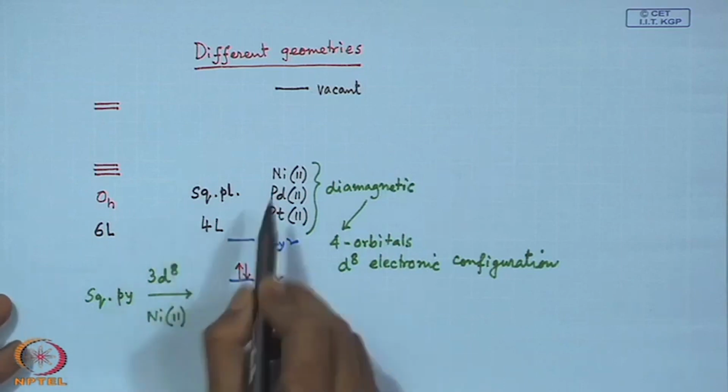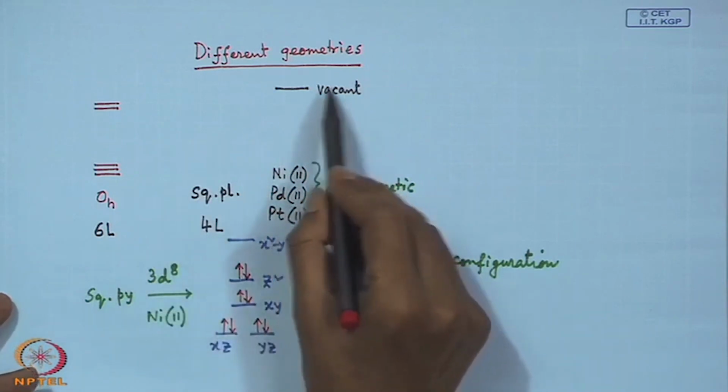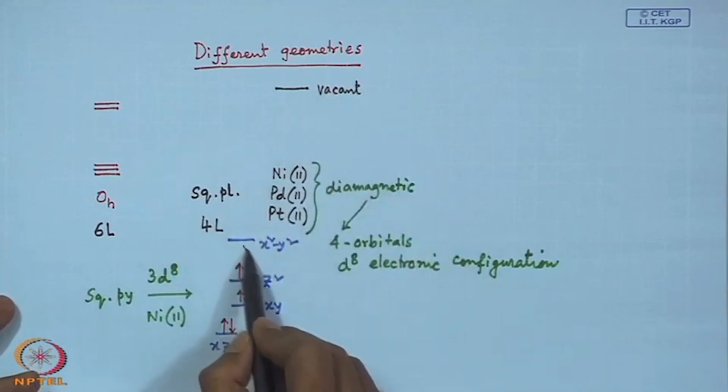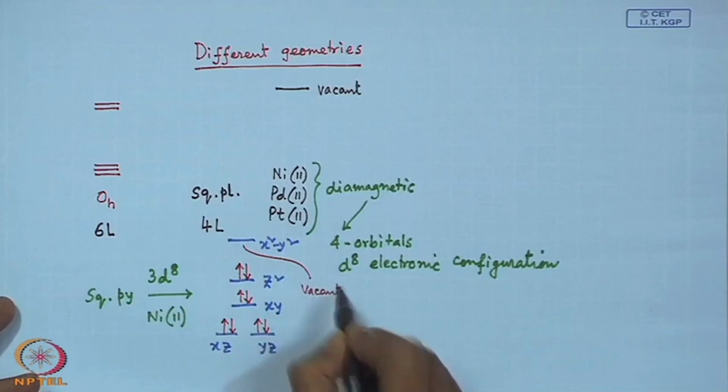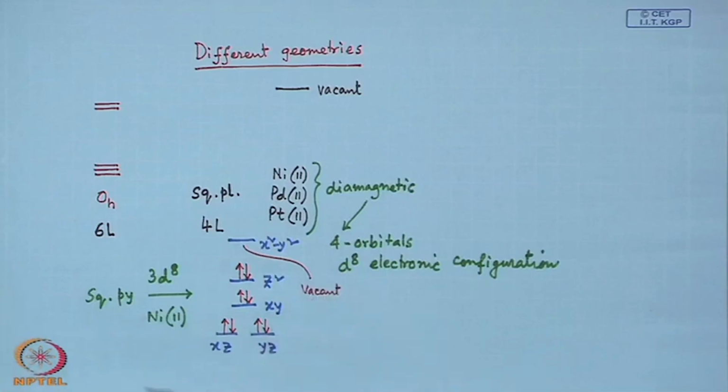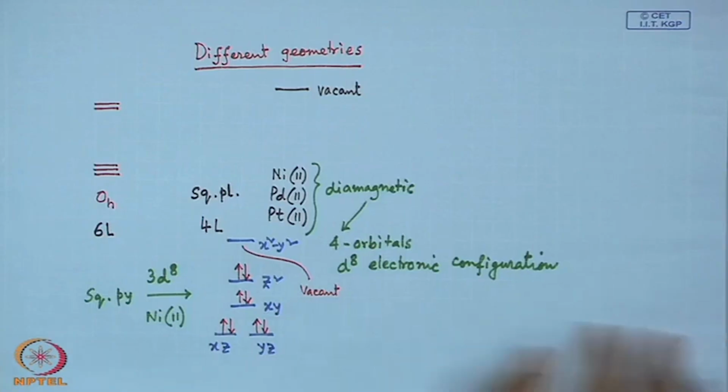So compared to the square planar environment, we have the vacancy here. Similarly, here also we have a vacant level in the xy plane for the square pyramidal geometry. So we will be able to write this particular configuration in a particular geometry which is square pyramidal in nature.